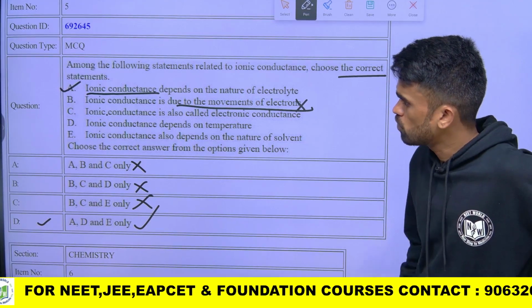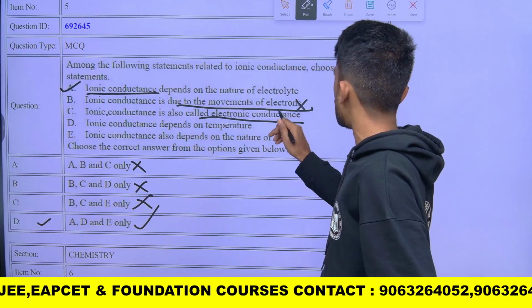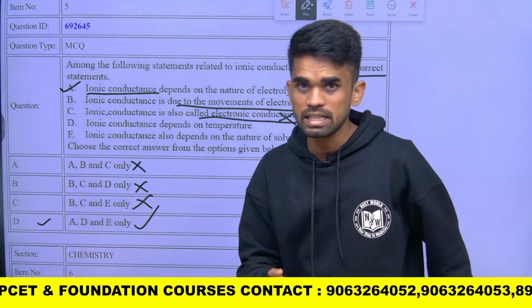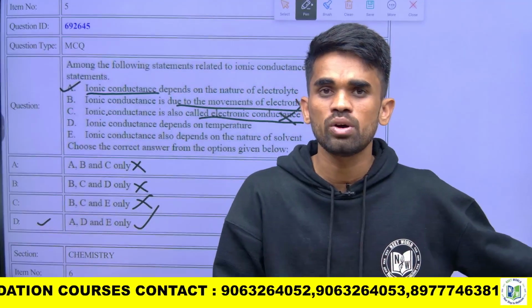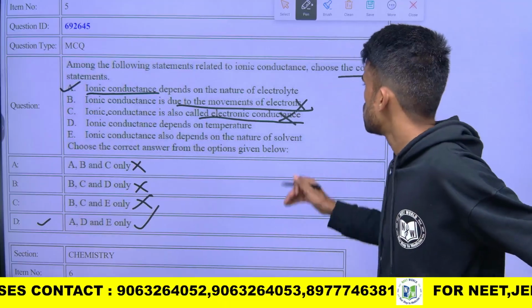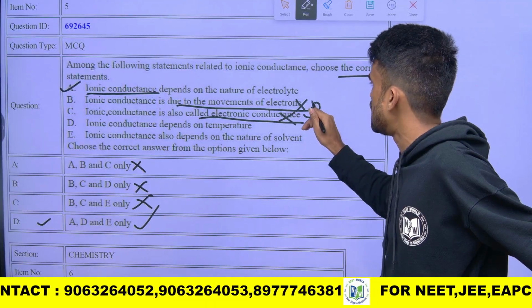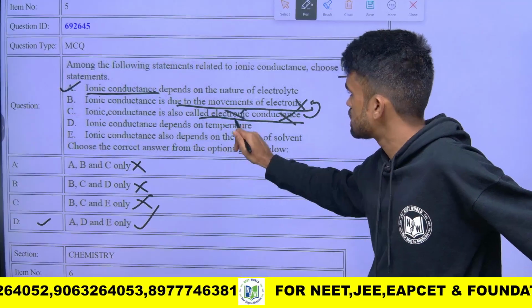Let us look at the other statements also. Ionic conductance is also called electronic conductance? No. Metallic conductance is there now. In metals, the conductance is due to electrons, so therefore we can call it electronic conductance. So this statement is valid for metals but not for ionic conductance. So I am removing this C option also.